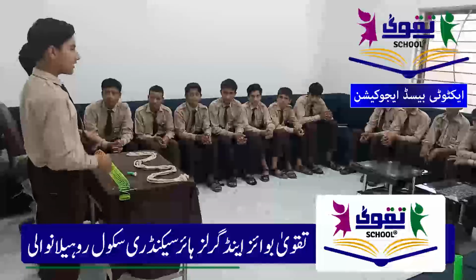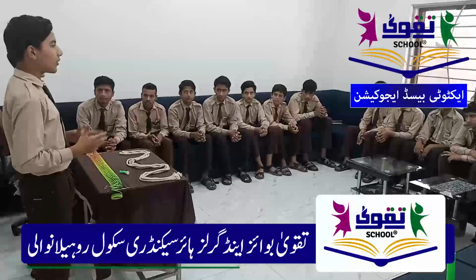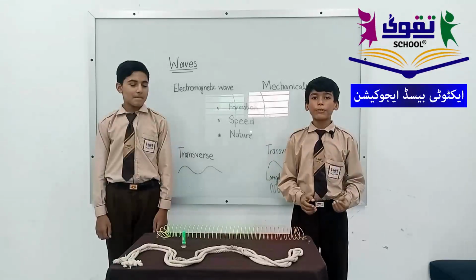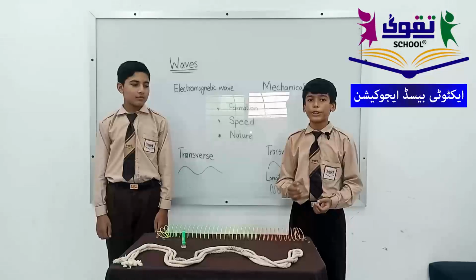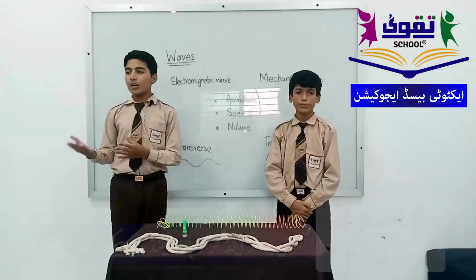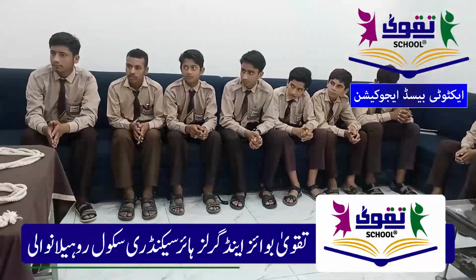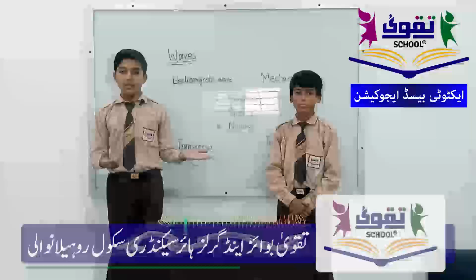Electromagnetic waves create a disturbance that can travel without a medium. Water waves and sound waves are mechanical waves as they require a medium for travel. The light from the sun is an electromagnetic wave that can travel through the vacuum of space.